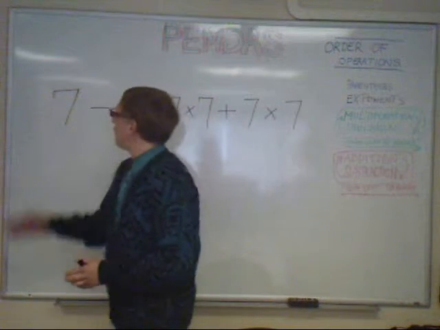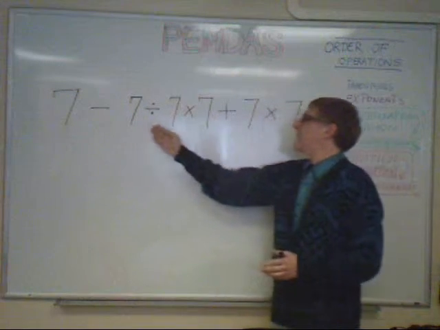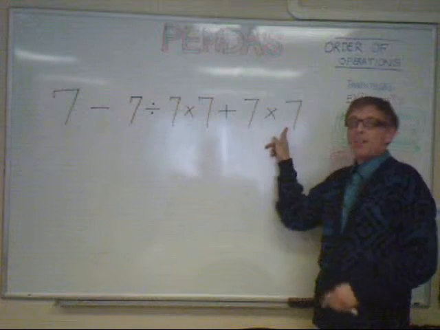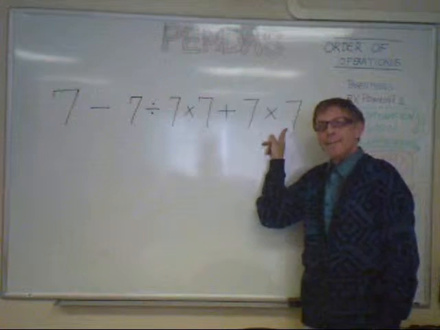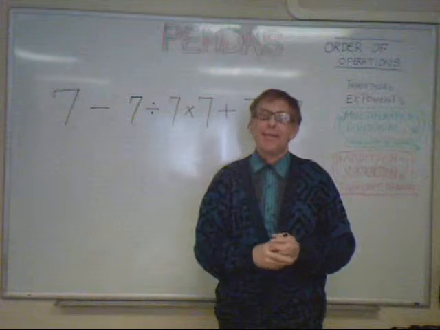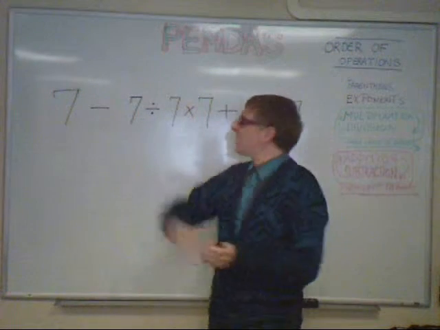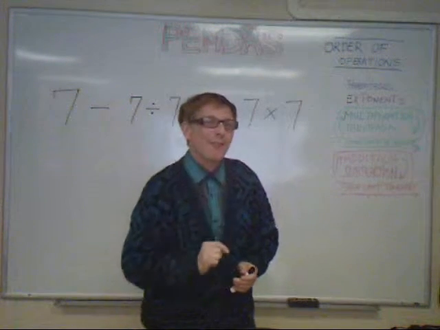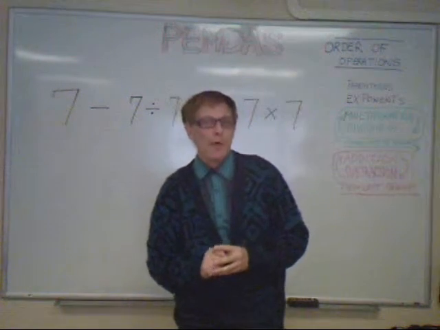This problem with all the sevens: 7 minus 7 divided by 7 times 7 plus 7 times 7. That's a lot of sevens. And the correct way is using the order of operations. You just don't go from left to right. But left to right does have an important play.